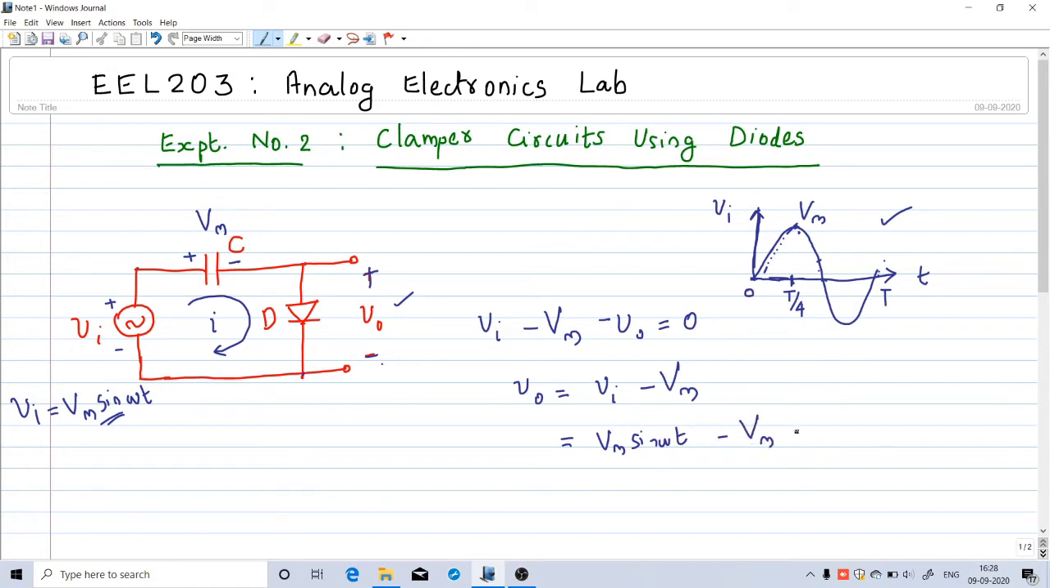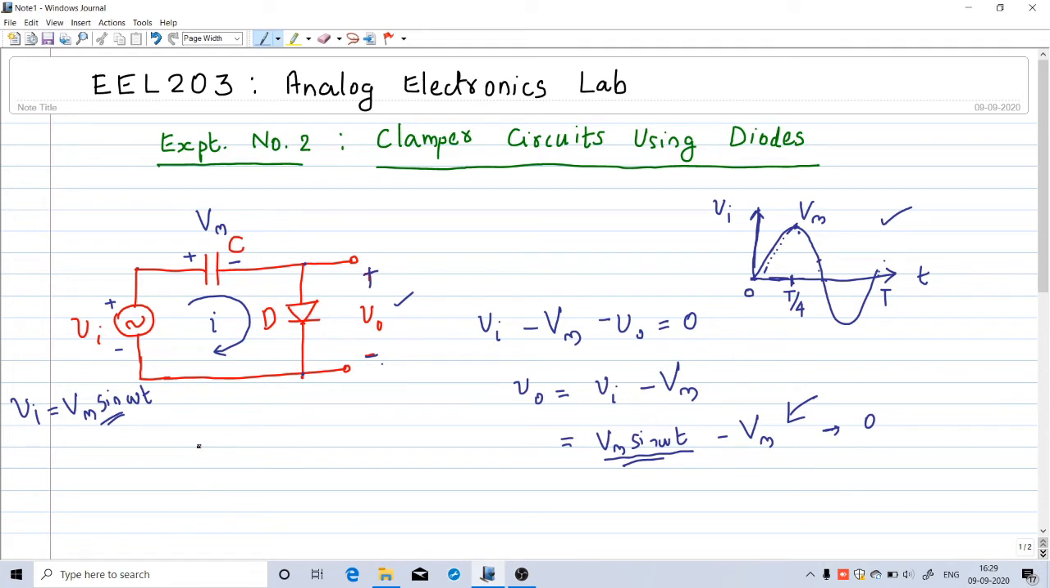You can easily observe that the output voltage will always be less than 0, because the maximum possible value of Vm sin omega t is Vm. So Vm minus Vm, the maximum possible value, is 0. So this voltage will never go above 0. So this diode D will always be reverse biased after t equal to T by 4. So the diode is in the picture only for the first quarter cycle. After that, the voltage across the diode will never be greater than 0, so the diode cannot turn on.